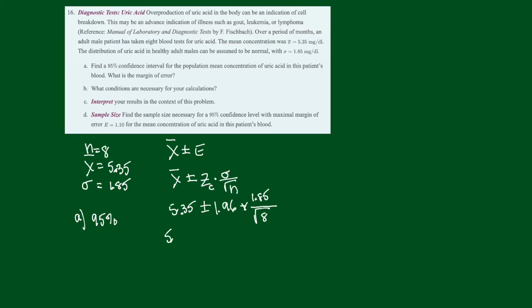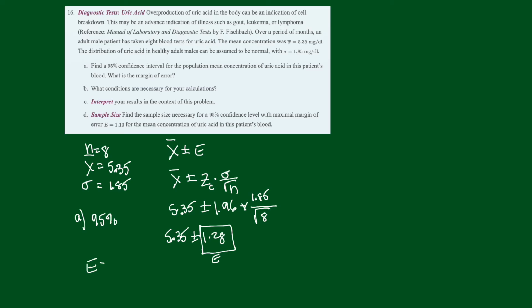Now, computing 5.35 plus or minus 1.96 times 1.85 divided by the square root of 8. I got this, and I'm going to round it to 2 decimal places: 1.28. All right, so there's our margin of error right there. That's the margin of error, so they're asking for that.